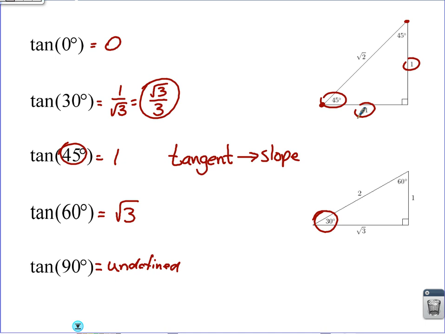Same here. If you want to find the tangent of 30 degrees, well, from this point to this point, what's the rise of that slant? It rises 1 and it runs root 3. Tangent and slope is the exact same thing. So anytime you want to find the tangent of an angle, just keep in mind that you're finding the slope of that angle. Okay?